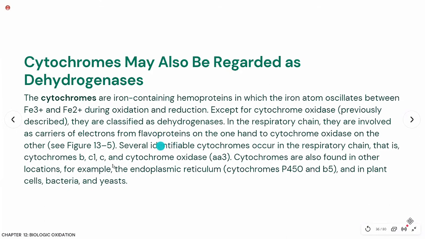Your respiratory chain has cytochrome B, cytochrome C1, cytochrome C. And the last cytochrome on the respiratory chain, cytochrome AA3, the cytochrome oxidase, also known as Warburg enzyme. I am emphasizing Warburg enzyme because several times it comes out in the board exam. Instead of telling you it is cytochrome AA3, they use Warburg enzyme.